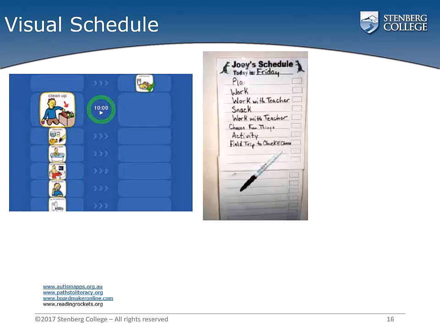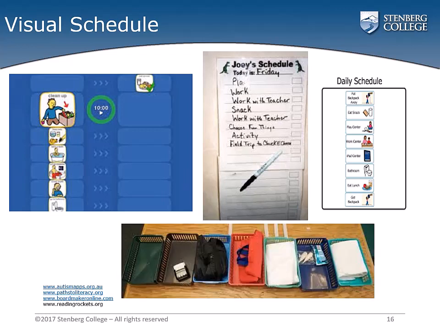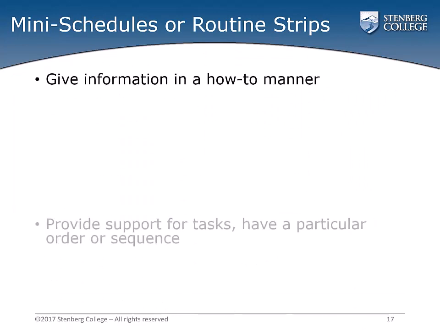This is a written schedule for a student who can read. A schedule made of symbols from BoardMaker. And this would be an object schedule set up in baskets for a student who is visually impaired. Mini schedules or routine strips give information in a how-to manner.